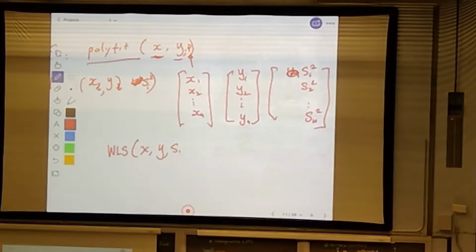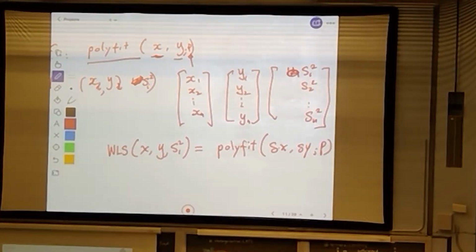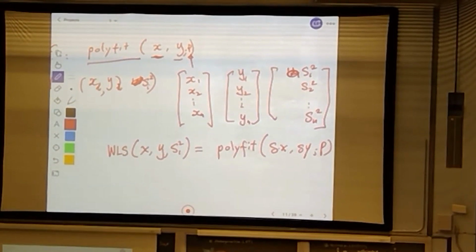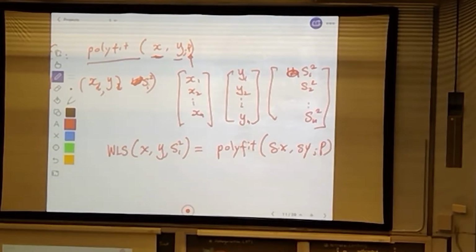So this version, can I just do something like that? S times x, s times y, and p. Yes? Anybody say no? Oh, there are a few of them. Who would like to articulate the reason? Yes? Uncertainty in the higher order terms is going to increase, right? Because you're multiplying uncertainty in the higher order ones.